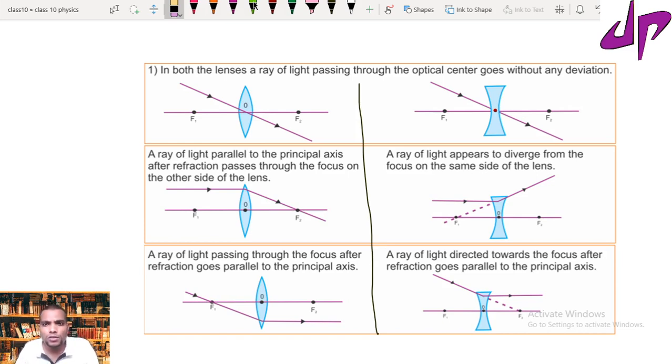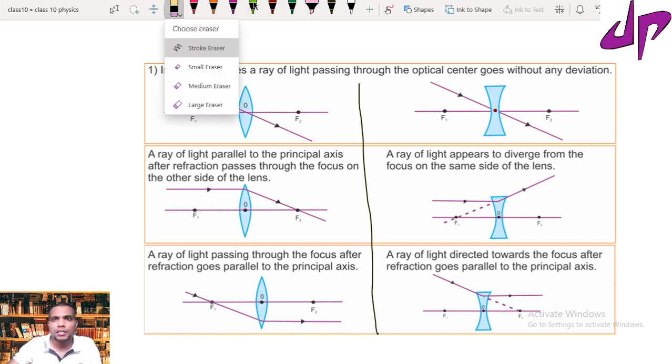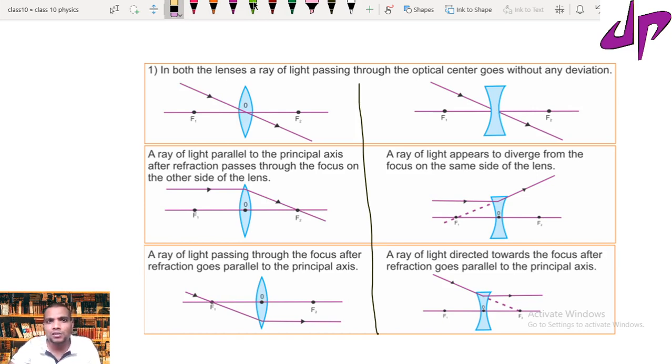See my right side on the screen. So these are the rules for the ray diagrams for the concave lens. The first rule in both cases is the same. That is, if a light ray passes through the optical center of a concave lens, it does not deviate. So if I draw a light ray which is passing through the optical center, this light ray does not deviate. There is no refraction in that case.